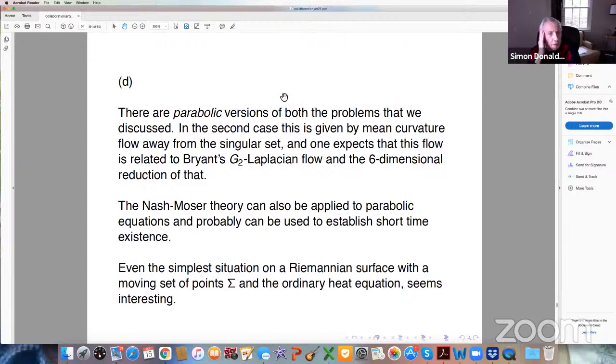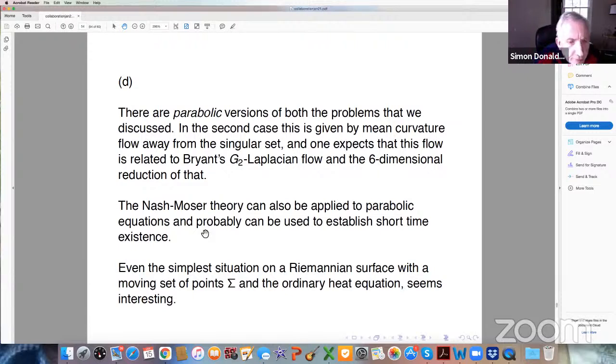So such a thing, if it could be set up, you'd expect should be related to the G2 Laplacian flow on 7-manifolds that was introduced by Robert Bryant, and similarly a 6-dimensional version of that. This Nash-Moser theory has also often been applied to parabolic equations, and maybe one can use similar ideas to prove short-time existence theorems for such equations.